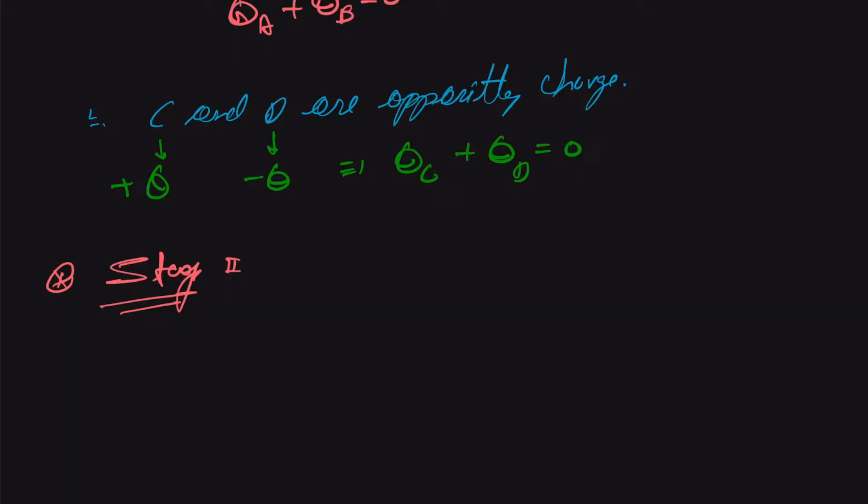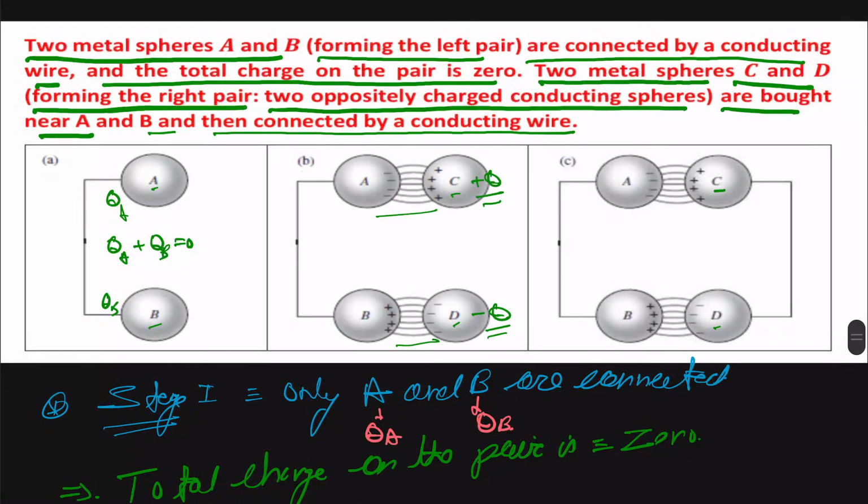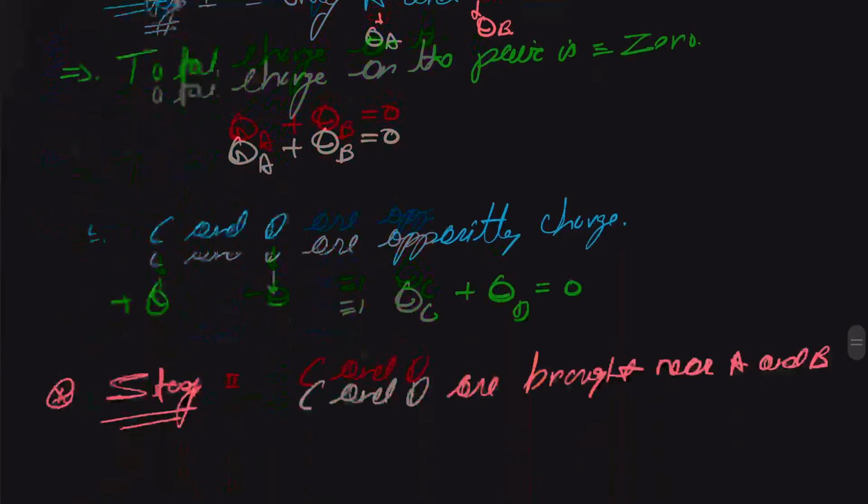We have stage 2. C and D are brought near A and B. Please remember, in stage 2, B, C and D are still not connected. They are connected in the last stage, that is stage 3. We have to remember this part.